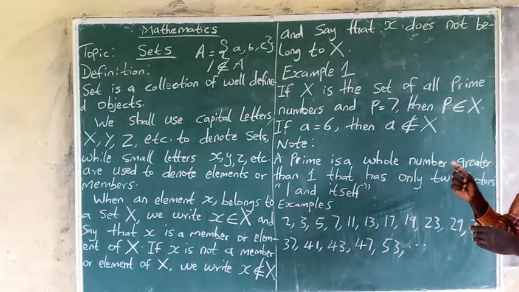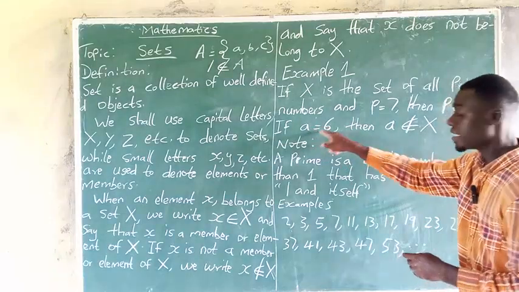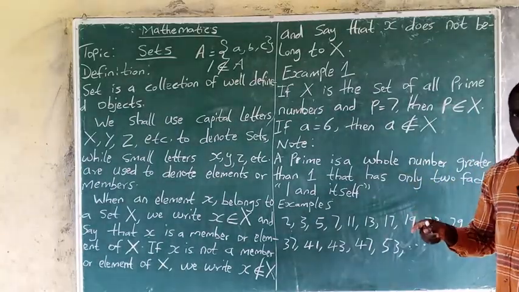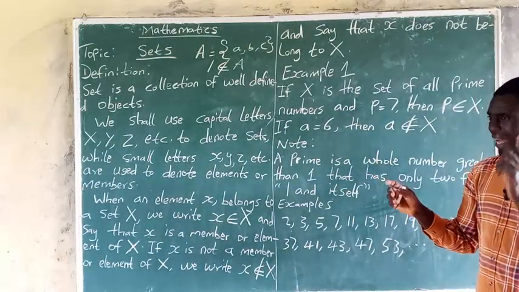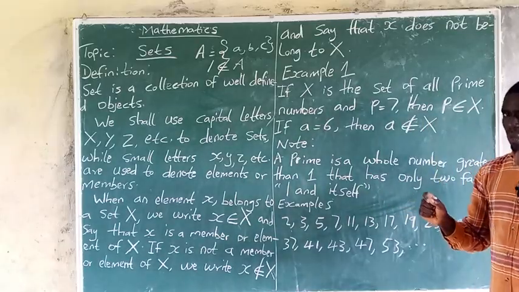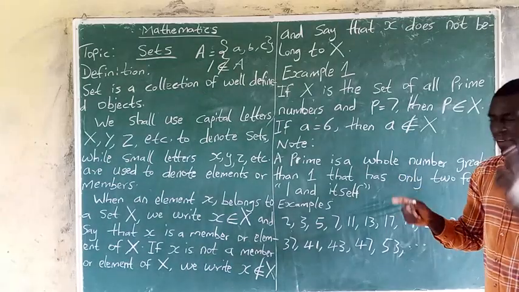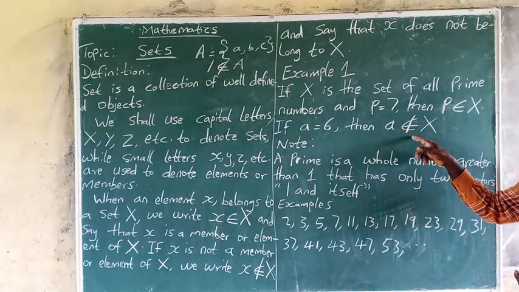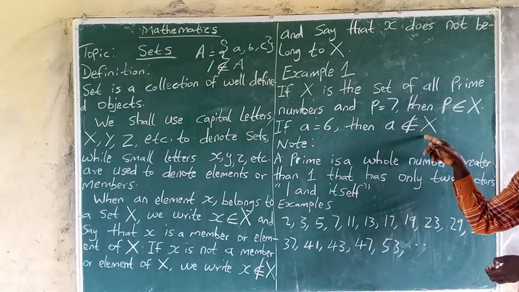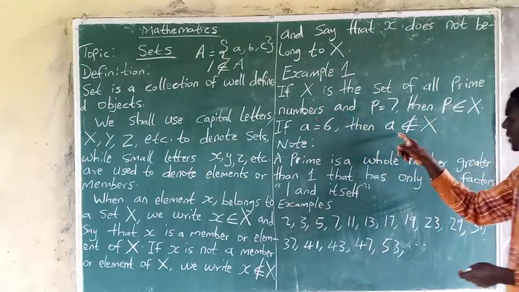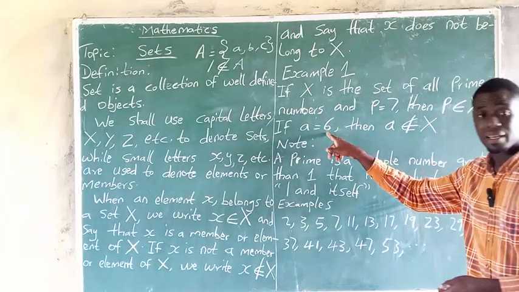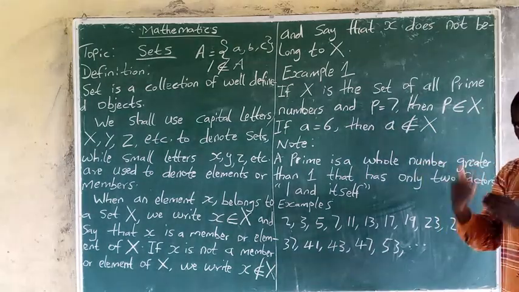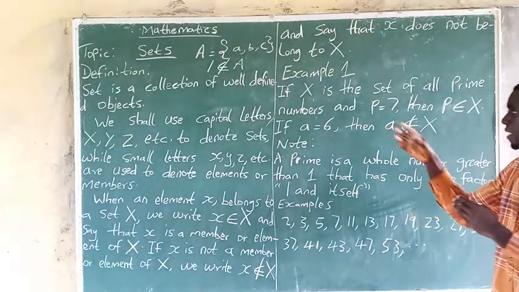So how do you go about it? What if a is equal to 6? 6 is an even number because 2 can divide 6. And the definition of a prime number says 1 and itself. So therefore, I will say then a is not a member, is not a prime number. If x is the set of prime numbers, that means a is not in x because a is an even number. You understand? So set is very, very sweet when you understand the terms and the concept.